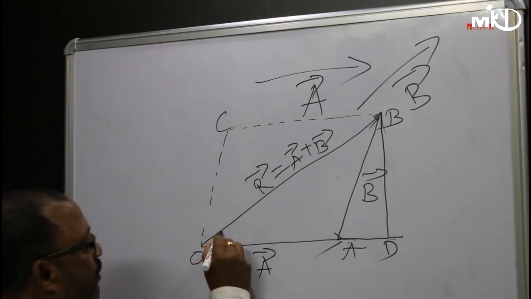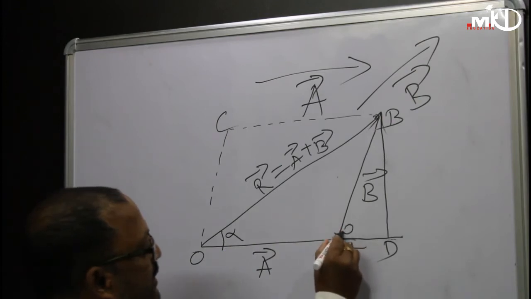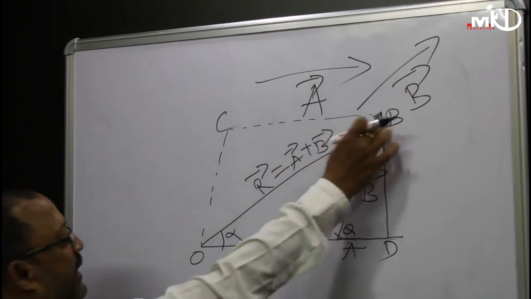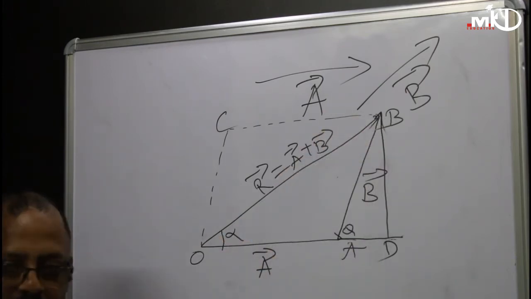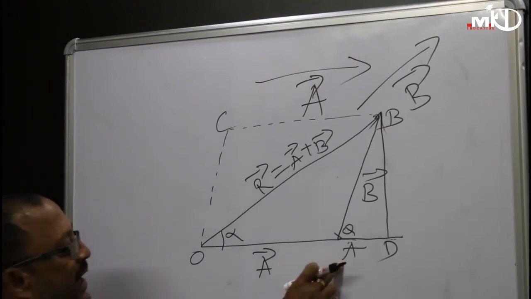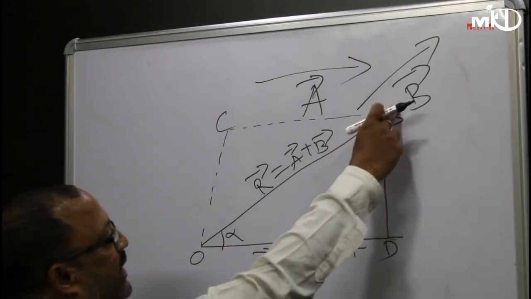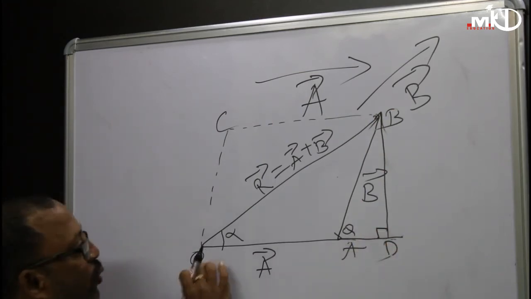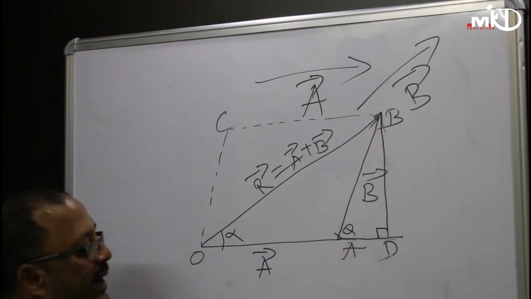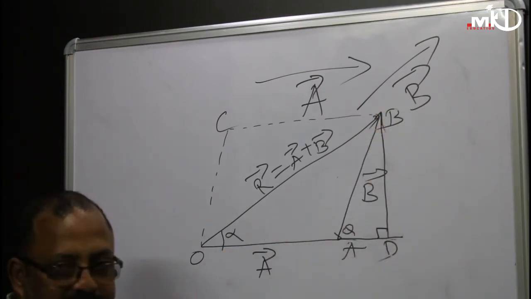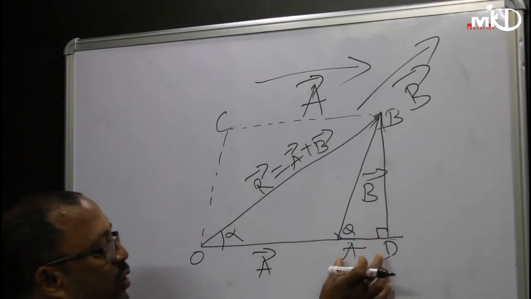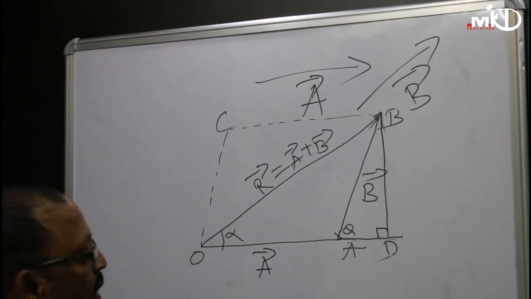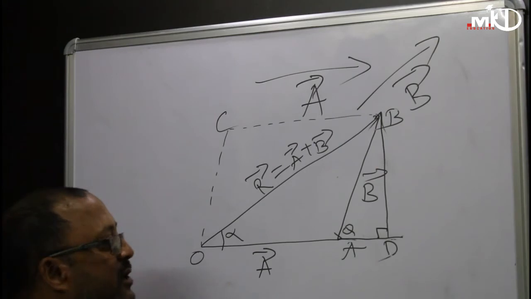Suppose this angle is alpha and this angle is theta. BAD is considered as theta and BOA is considered as alpha. Therefore, here there are two right angle triangles, OBD, because this is the perpendicular, and another right angle triangle BAD. So first, there are two unknowns, the value of AD and the value of BD. First I will evaluate the value of AD by using the trigonometry concept.